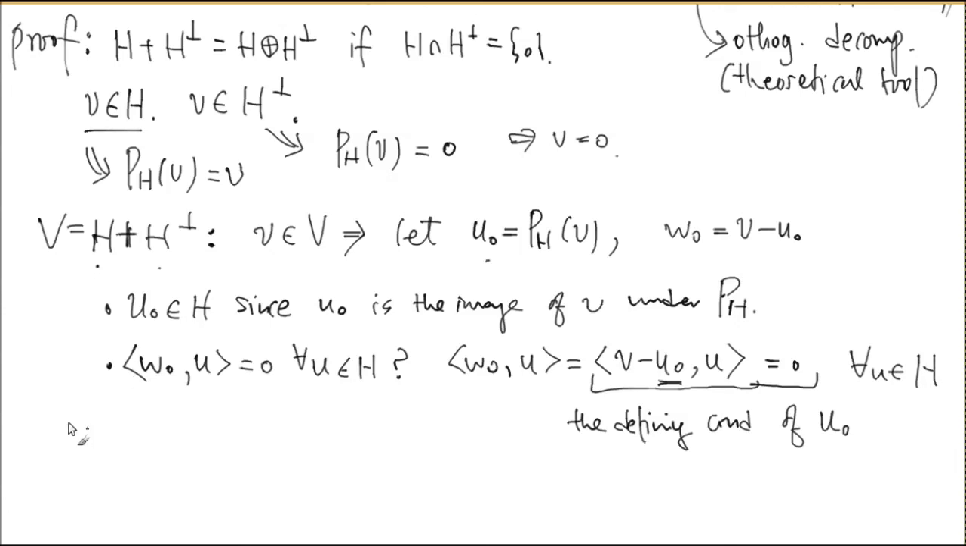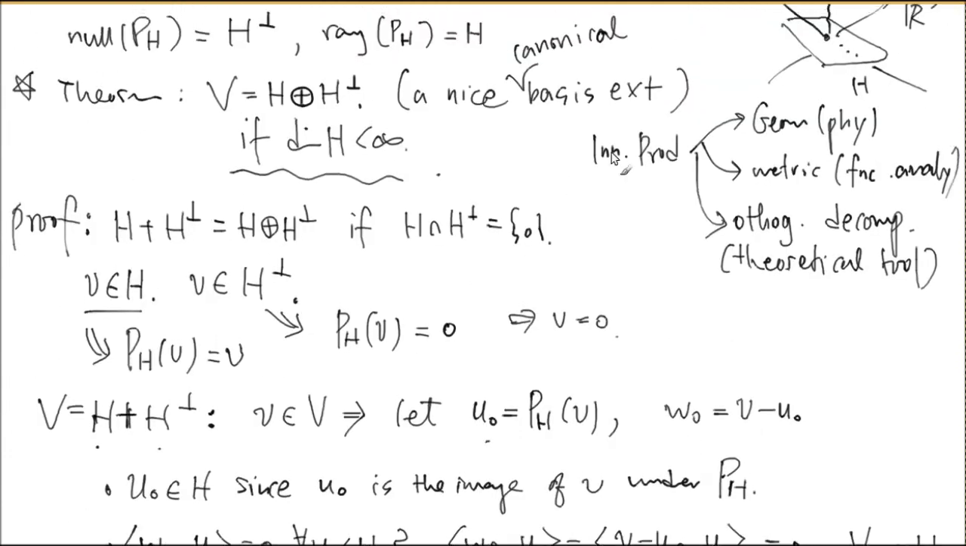Okay, so V is U0 plus W0, and U0 came from H. W0 satisfies this condition. If you take the inner product with anything in H, it's always 0. Therefore, we have this orthogonal decomposition. That is something nice that came out of inner product space. With just a vector space structure, if I have a subspace, completing it with the other one has no good choice. You just have to do it at random, and this one is a very good orthogonal choice. Does that make sense?